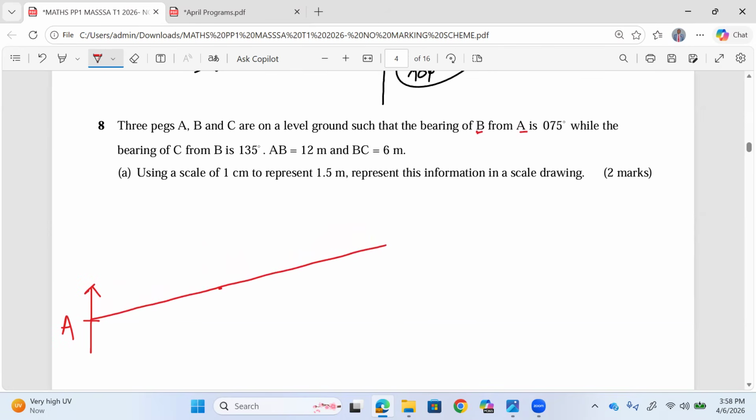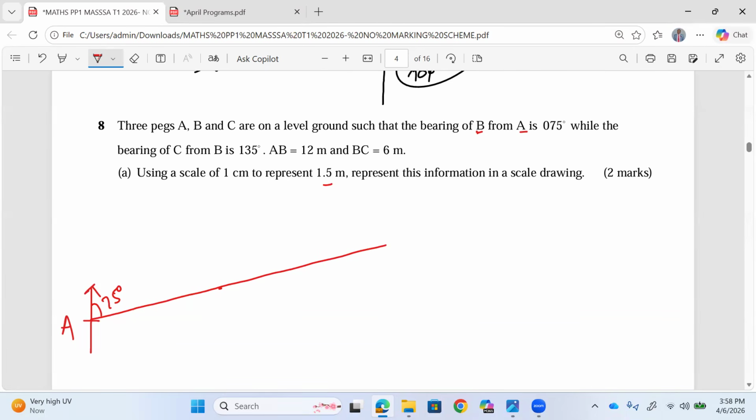There is a scale of 1 centimeter to represent 1.5. We have already measured 75 degrees here as the angle. The other thing is identifying the equivalent length on the paper to 12 centimeters, because from A to B is 12. So we divide the actual distance by the scale, 1.5. We get exactly 8. So we need to measure 8 centimeters now along AB.